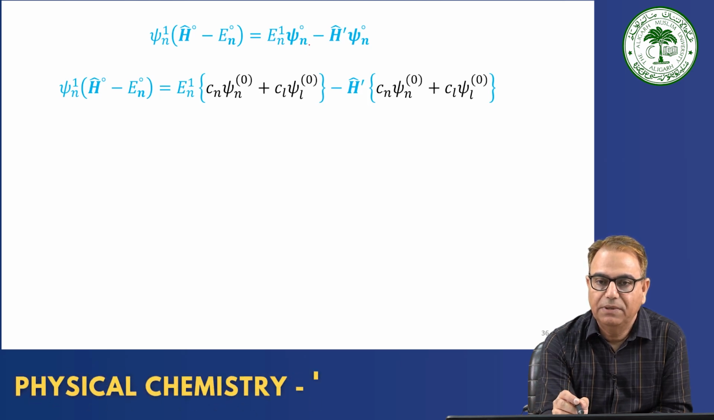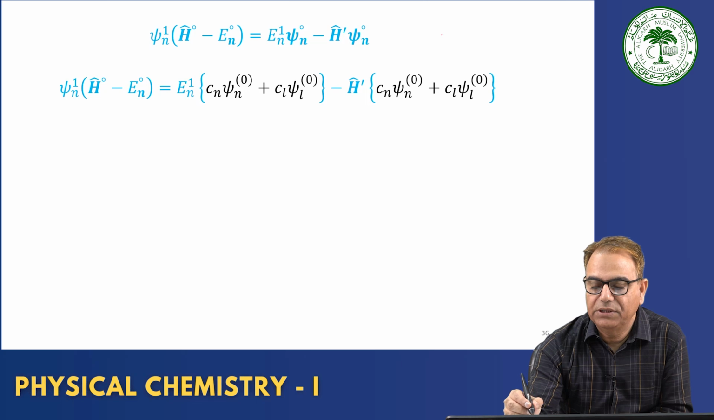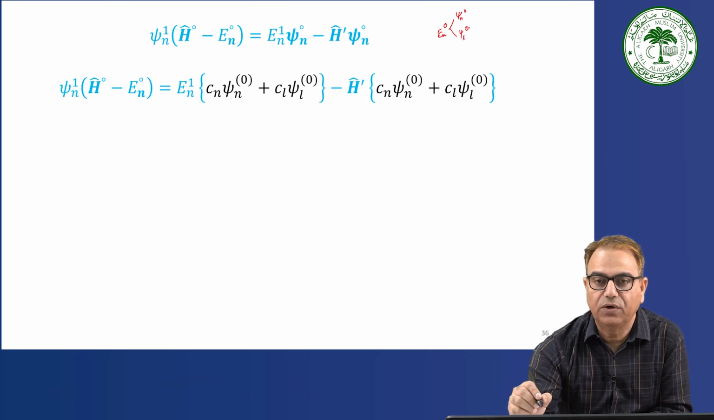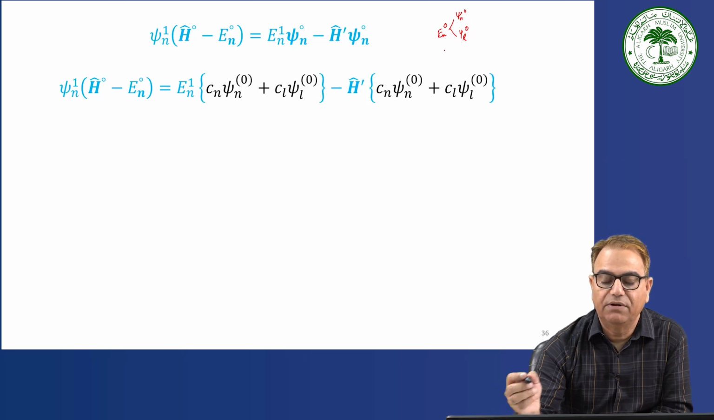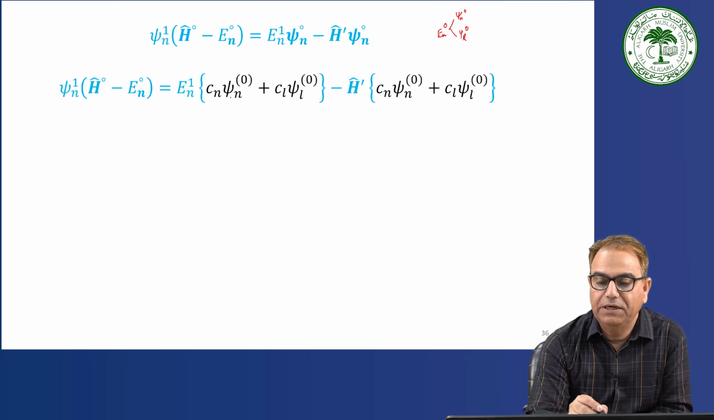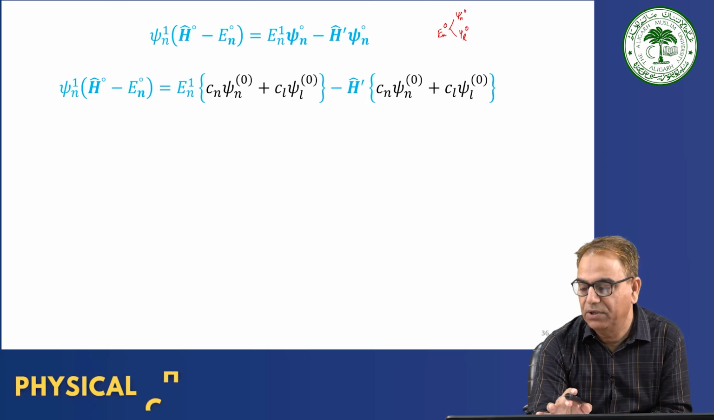Same first order perturbation relationship we are using here also, but the only change we are making is that for this particular example we have taken that En naught is twofold degenerate, and it has two different wave functions, represented by psi n naught and psi L naught. Cn and Cl are the coefficients which tell you the contribution of psi n naught and psi L naught to the actual wave function. So we replaced the unperturbed wave function by a linear combination. That's what in simple terms we did, nothing else.